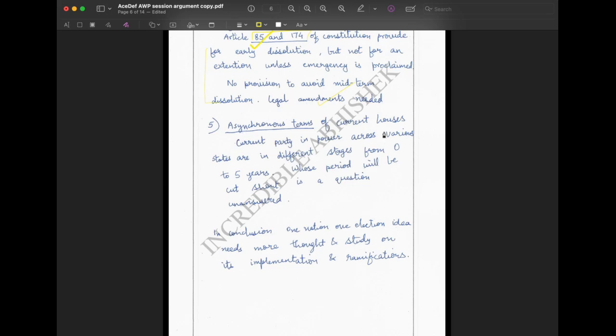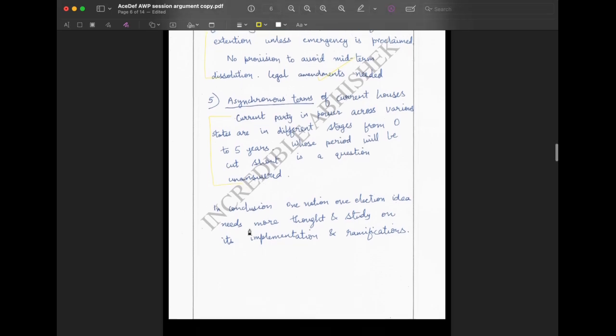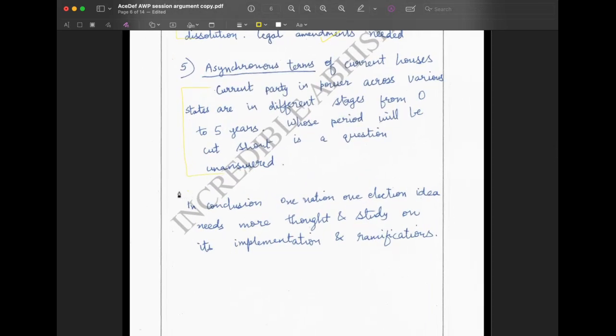Asynchronous terms of current houses. This itself is enough to explain the entire passage over here. Whether the current party in power across various states, in different stages from 0 to 5 years, will have its period cut short is a question unanswered. Now you see the conclusion. He has written one sentence: In conclusion, one nation, one election idea needs more thought and study on its implementation and ramifications.